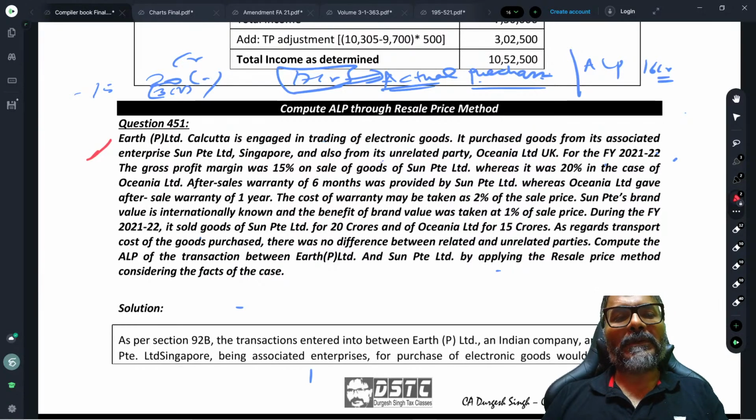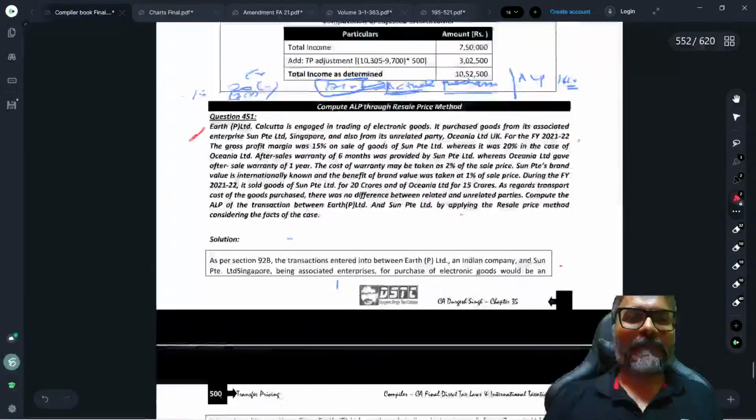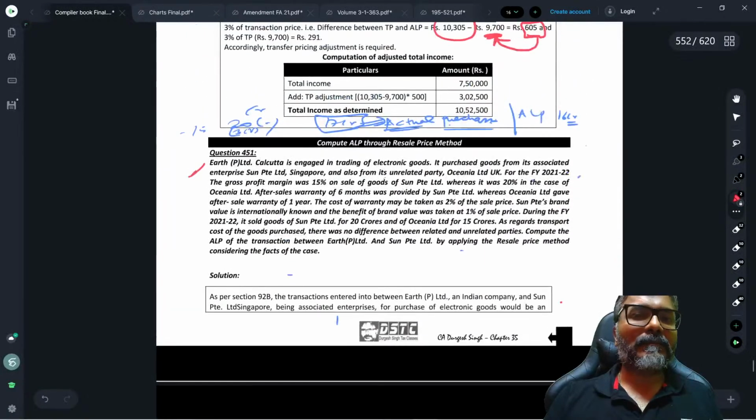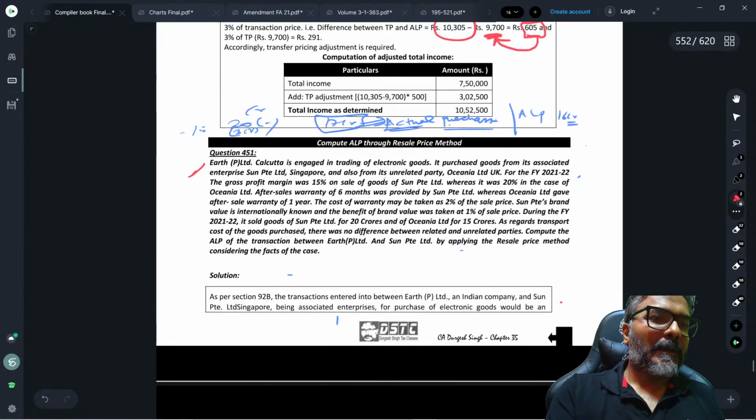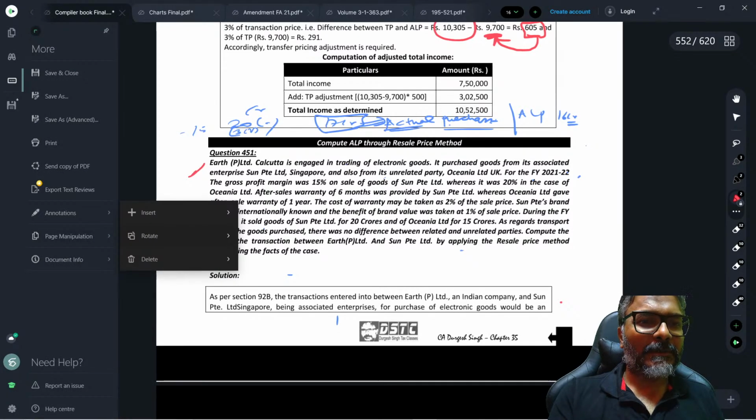Now, students, the resale price method, if you will see over here, let me quickly first explain this method, and then we'll look into this question.